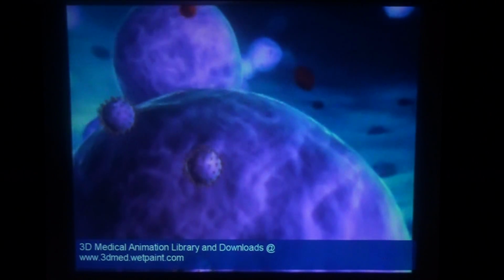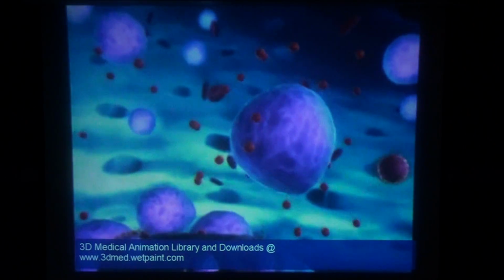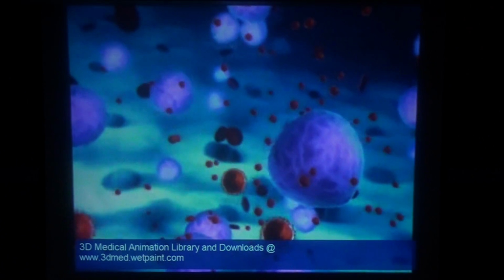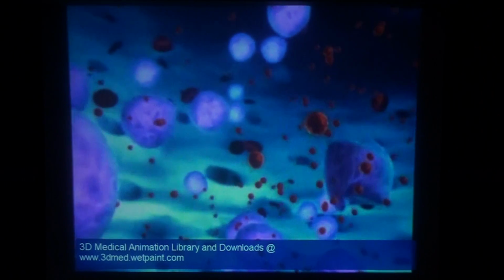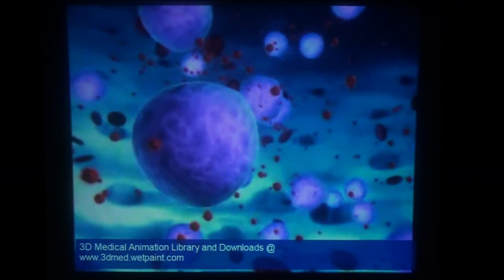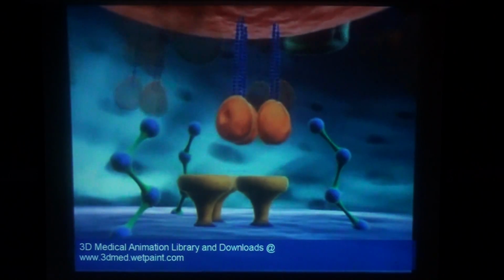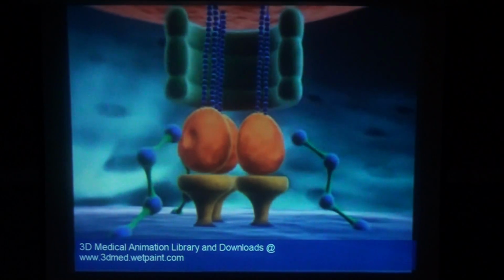HIV replicates billions of times per day, destroying the host's immune cells and eventually causing disease progression. Drugs which interfere with the key steps of viral replication can stop this fatal process. Entry into the host cell can be blocked by fusion inhibitors, for example.